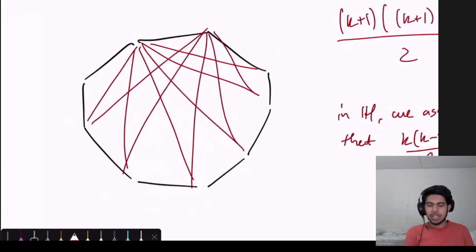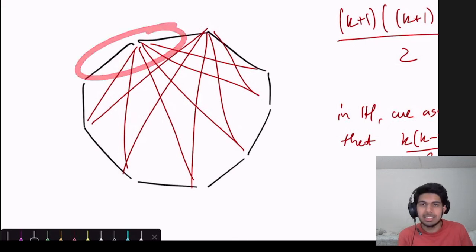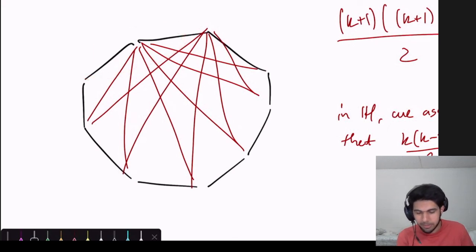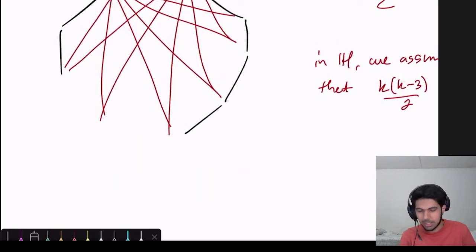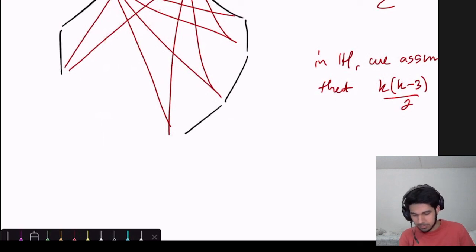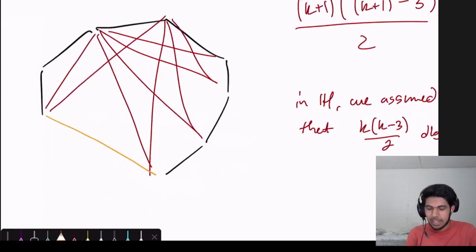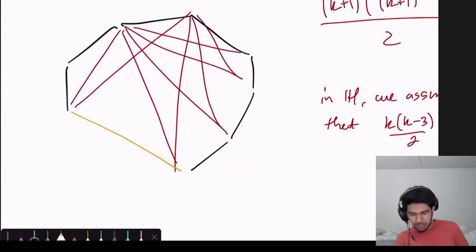Well, how are we supposed to get a k polygon from this? Well, the idea is that we're going to take two of these sides and merge them into one. So we take, let's say, these two sides here, get rid of them and the diagonals, and replace them with one side, and now we have this k polygon. That we assume to have k times k minus 3 divided by 2 diagonals.